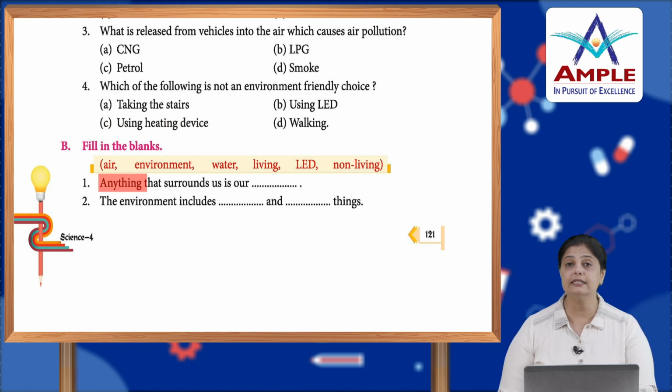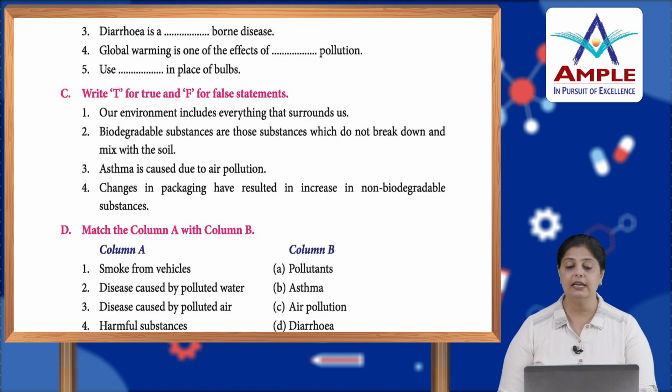Okay. Anything that surrounds us is our environment. The environment includes living and non-living things. Diarrhea is a waterborne disease. Global warming is one of the effects of air pollution. Okay. Use LED in place of bulbs.